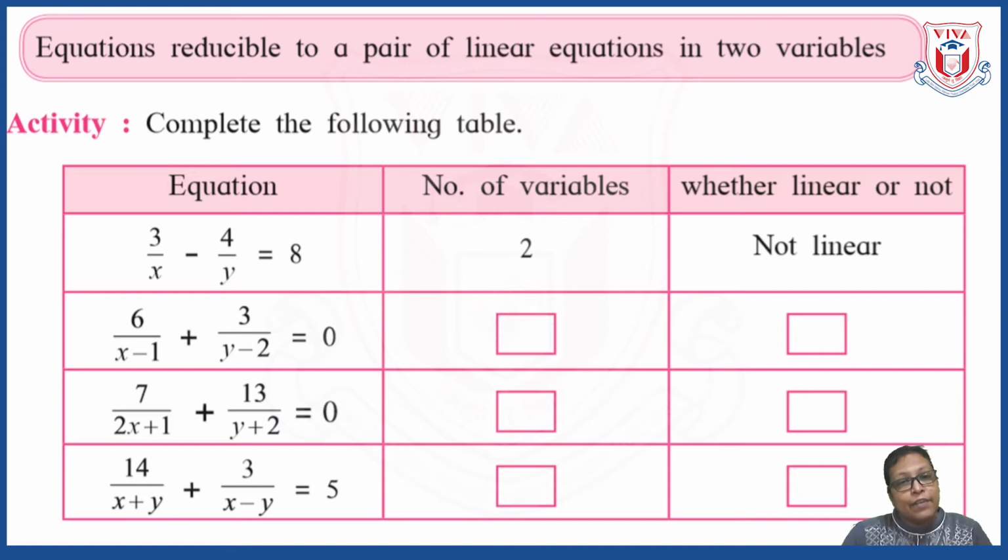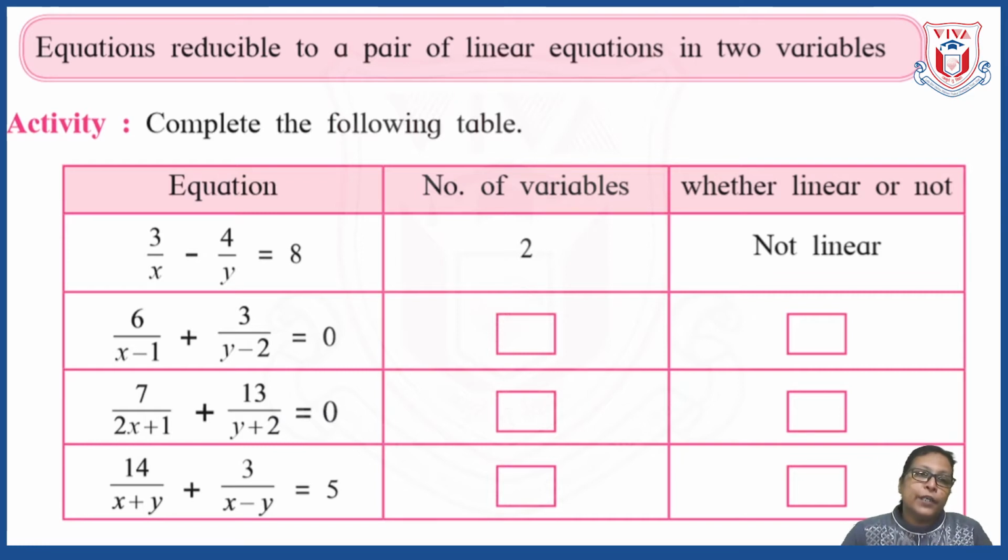That means x and y appear in the numerator. Their degree is always plus 1. But here in the table you can see the equations where the variables are appearing in the denominator. So in the present form they are not linear equations in two variables, but it is possible for us to reduce them to a pair of linear equations.